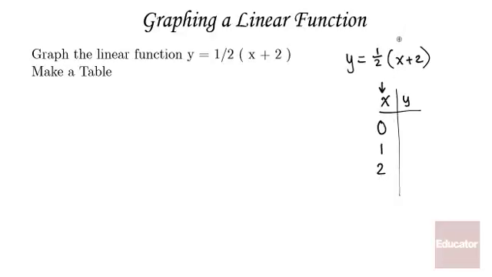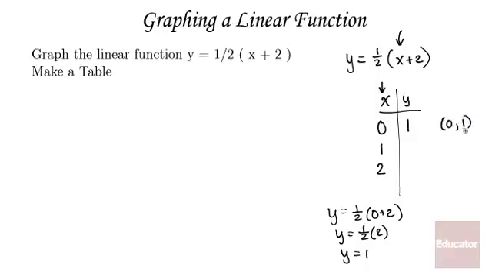So if I input 0 here first, I get y equals a half of 0 plus 2. That's y equals a half of 2, and y equals 1. So my first output value is 1. So I have the coordinates 0, 1.